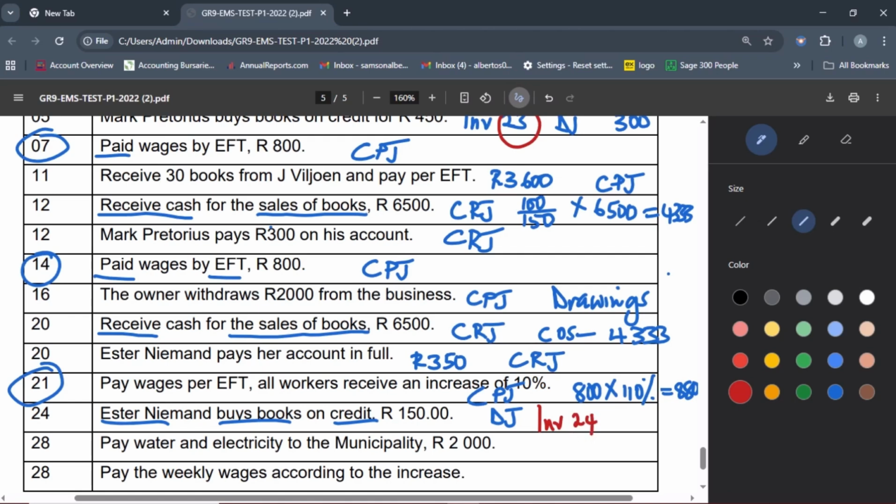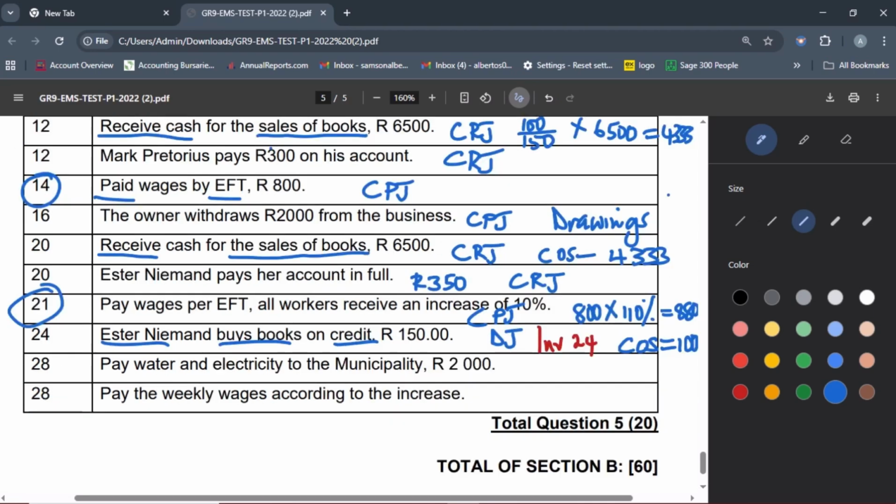That is for invoices. And again, you must calculate cost of sales. Cost of sales, we said that will be 100 over 150 multiplied by 150 Rand. So your cost of sales figure, this time around, no commas, it is 100 Rand. Please remember, whenever you have a transaction where you are selling goods, immediately calculate cost of sales. It's a requirement. Pay water and electricity to the municipality, 2,000. Okay, this is straightforward. We are paying the municipality.